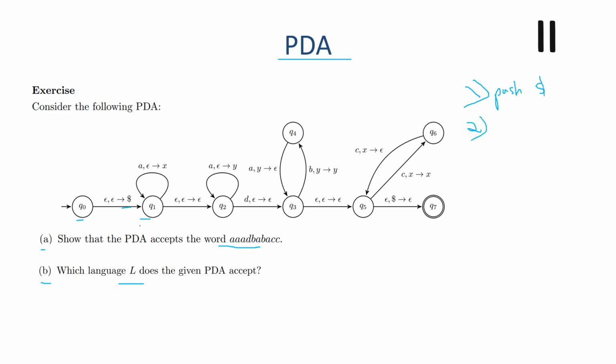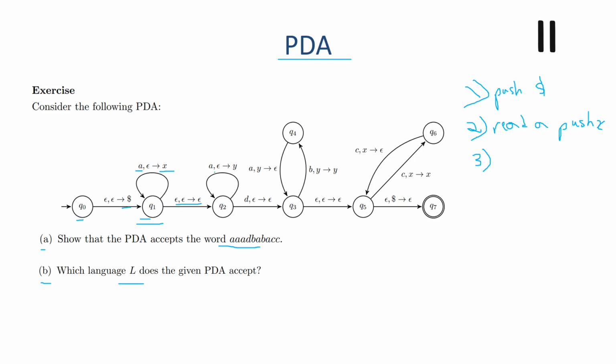Step 2, what's going on in Q1? Every time I'm reading an A, I'm pushing an X. So read A, push X. What's the third step? From Q1 to Q2, it's just a free transition, so that's nothing.